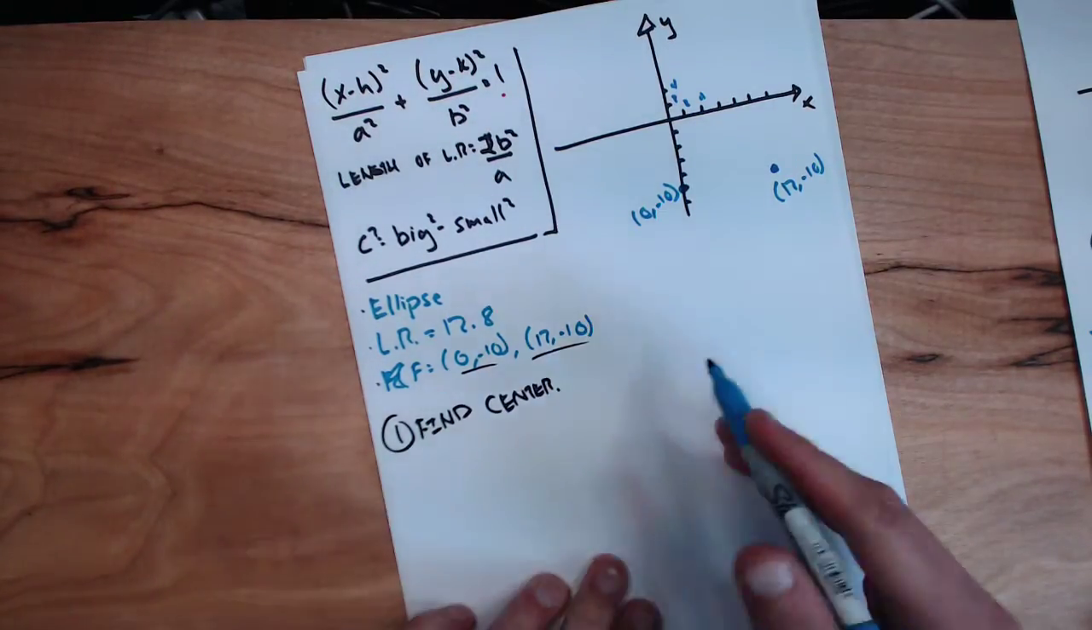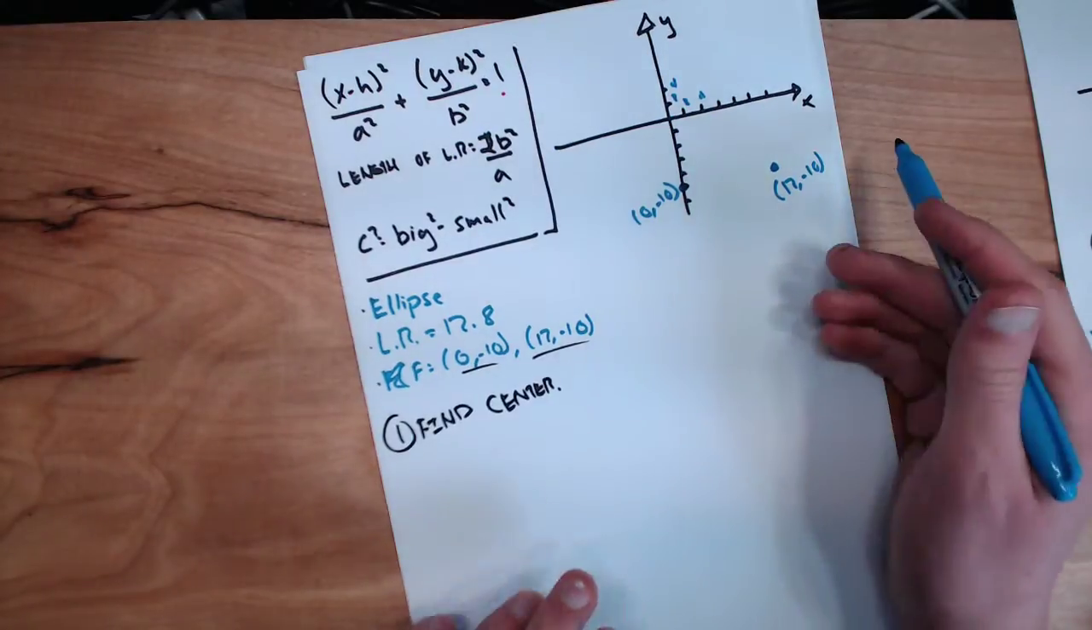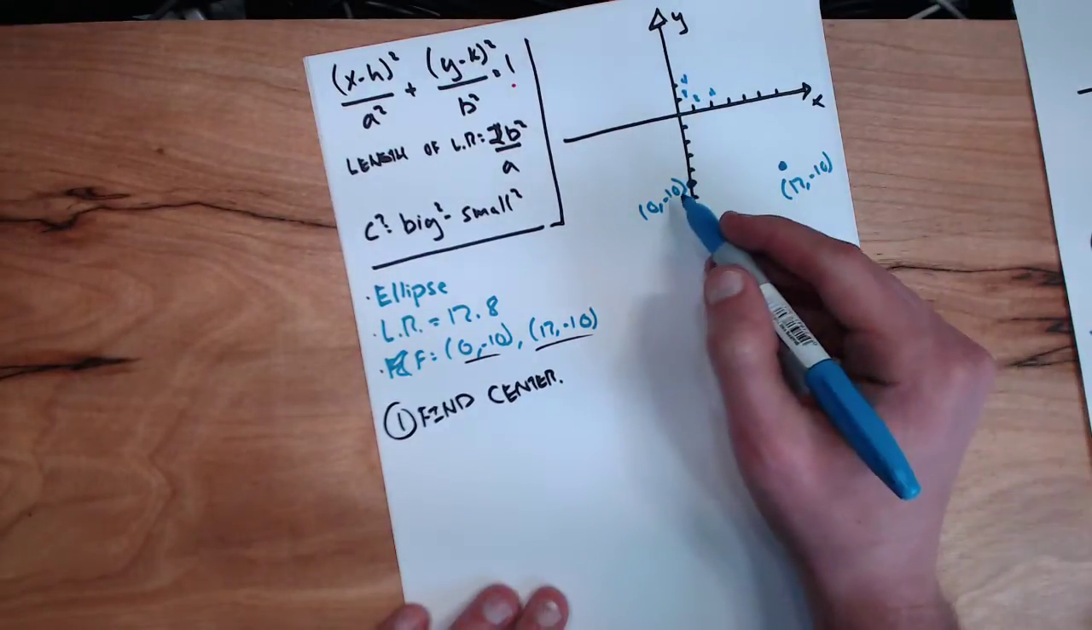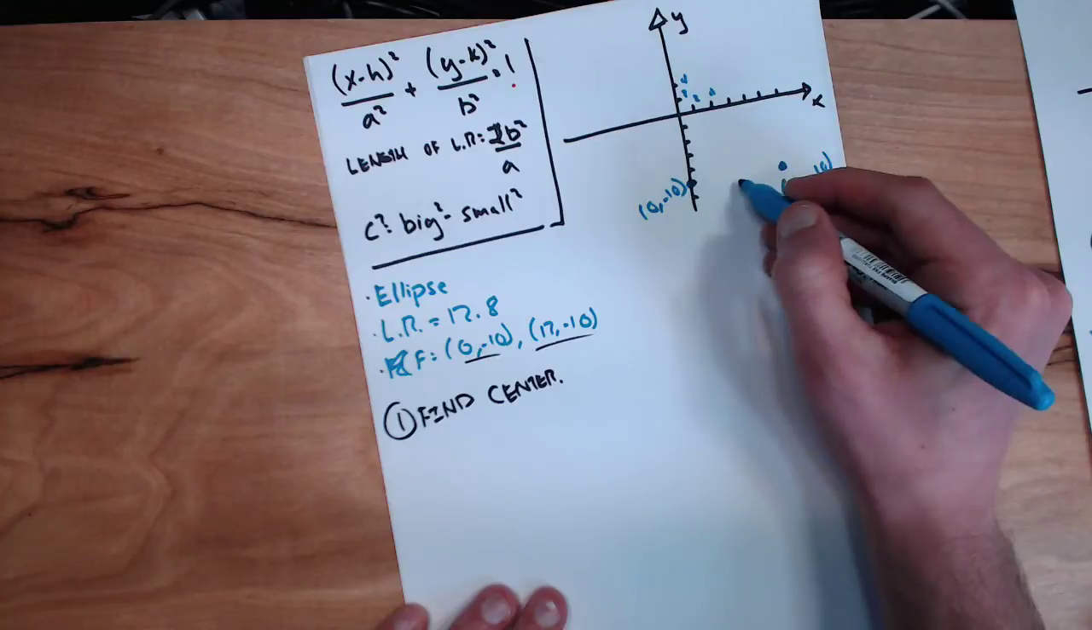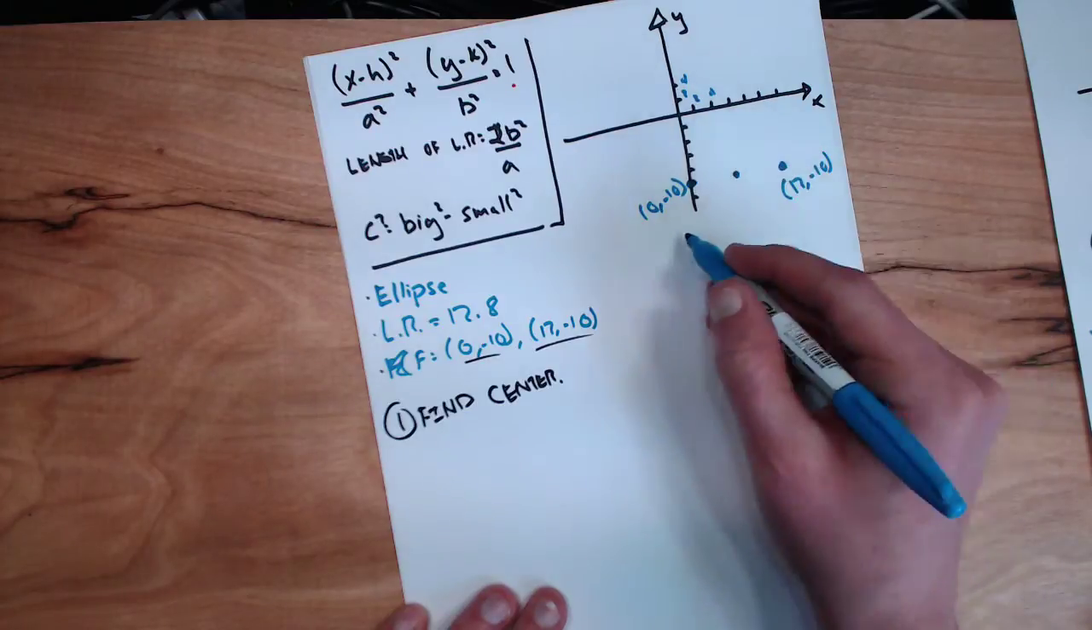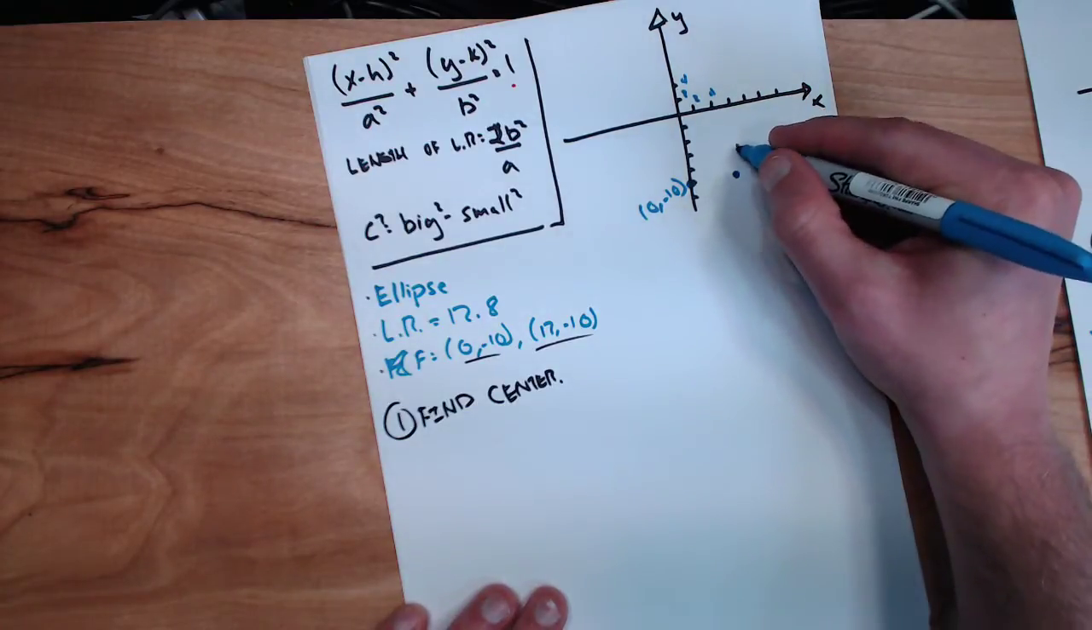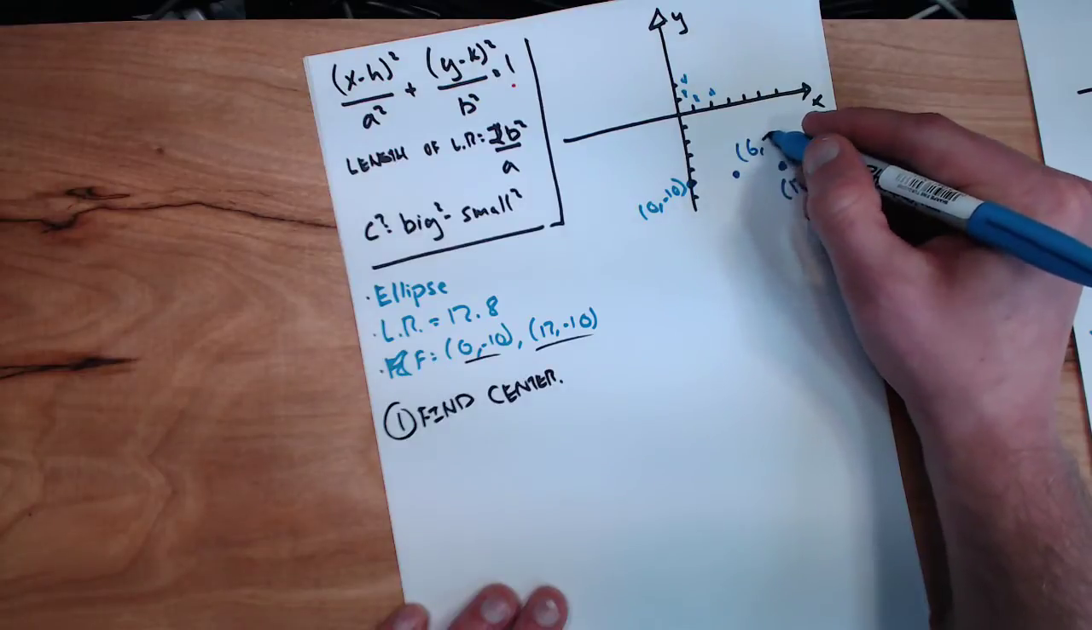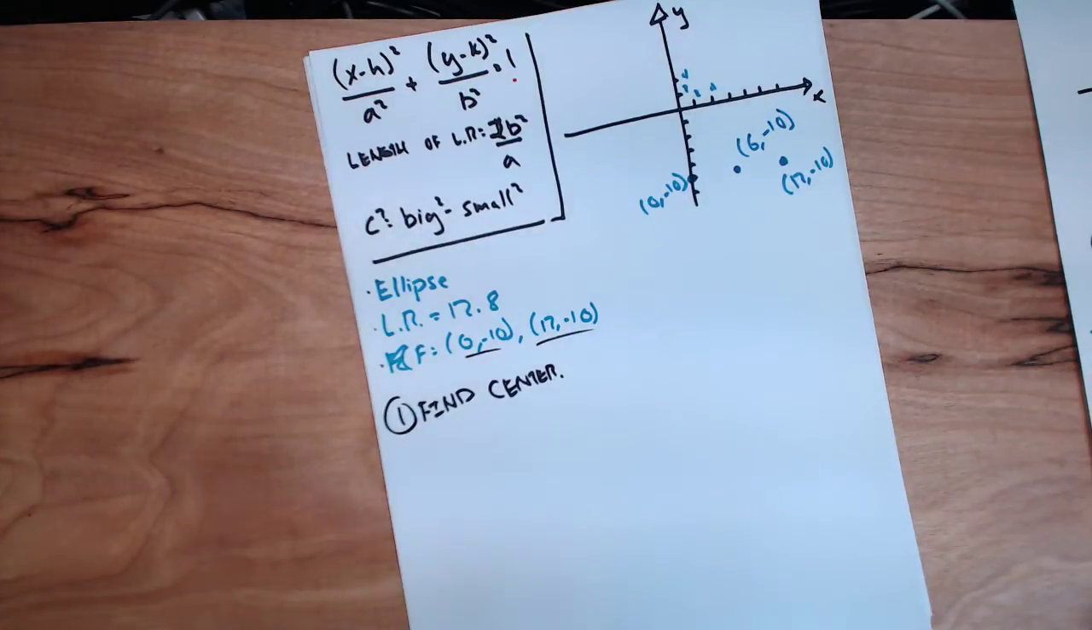Remember that our center is right in the middle of our two foci for ellipses and for hyperbolas. The correct way to do this is to use the midpoint formula, which you can review. I'm just going to look at the graph, and if it's on graph paper, it's easier to see. But here I can tell, since they're on a straight line, that our center must be at (6, -10). So that's our center. Okay.